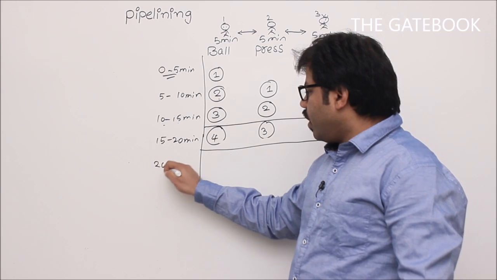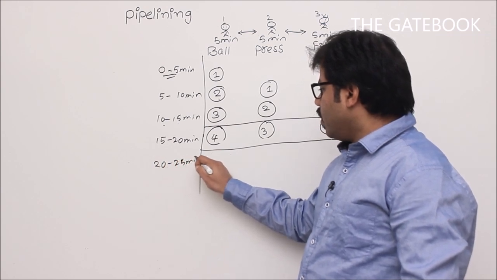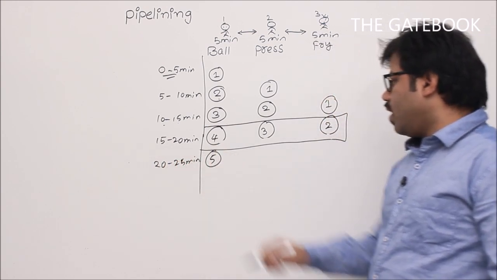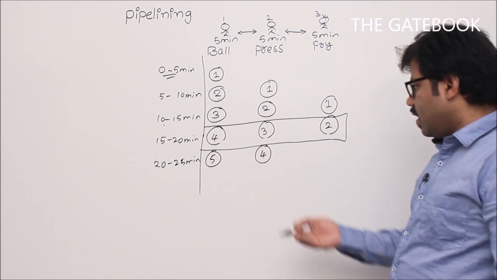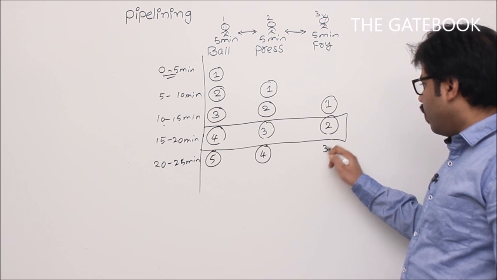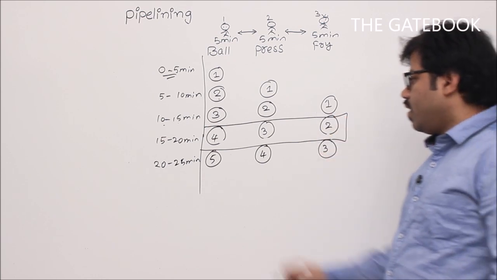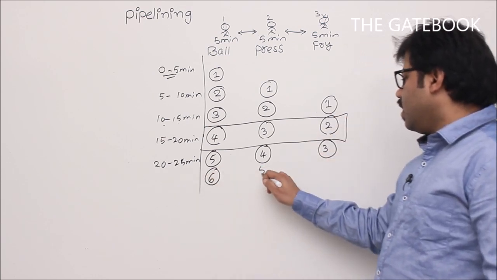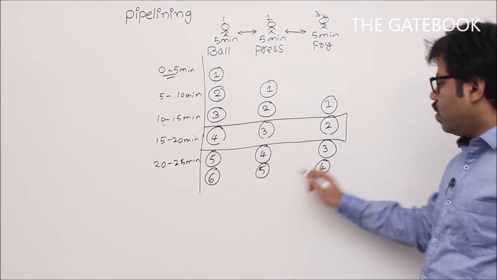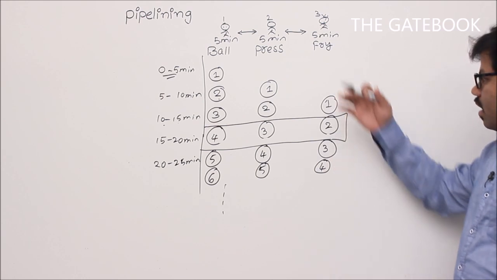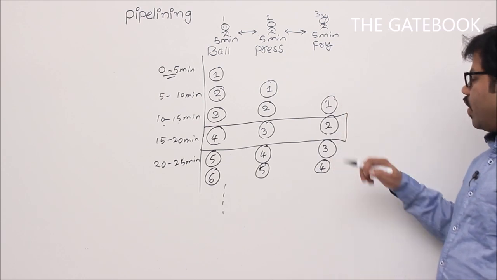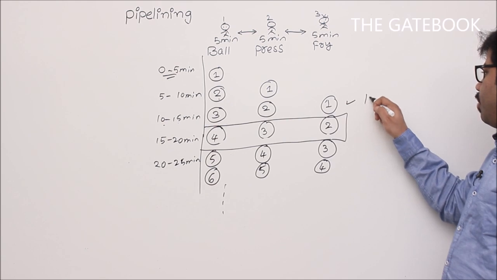Now the 20 to 25th minute, if you see, the 5th ball will be prepared, the 4th ball will be pressed, and the 3rd ball will be fried. In that way, next you can easily understand: here 6, here 5, here 4. So in that way it will be continued. Now we'll try to understand this idea. After 15 minutes, the first roti will be prepared.